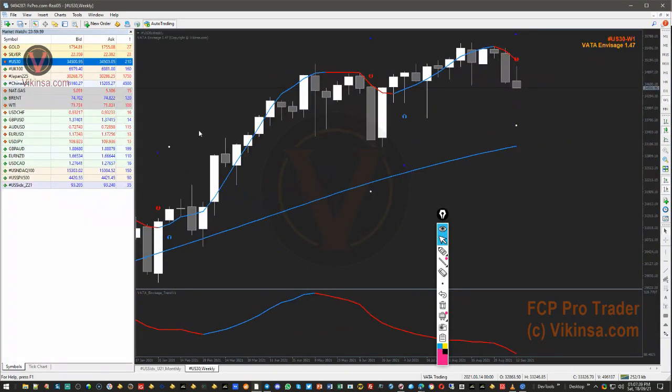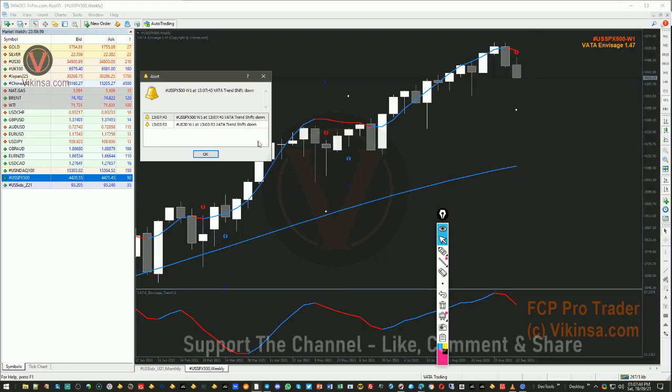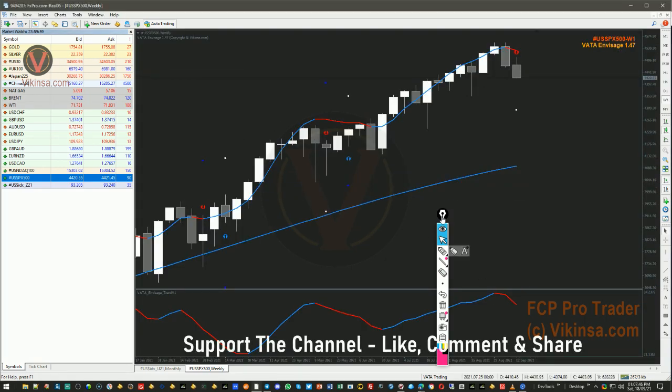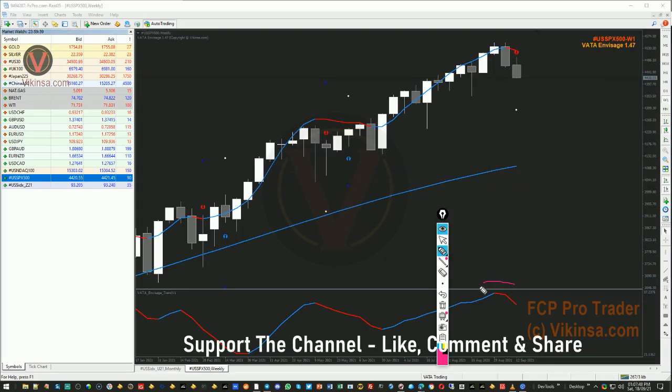So let's go here and look at US 500. This is bearish on weekly time frame. This is red. This is engulfing. We have a signal, and this is the target that we are looking for. This is the previous support. This is the previous support. So somewhere in the middle, we can expect this market to fall down. Okay. So this is what we have on S&P 500.